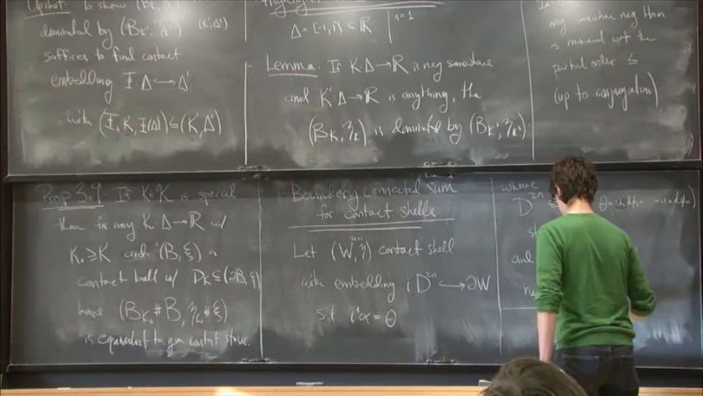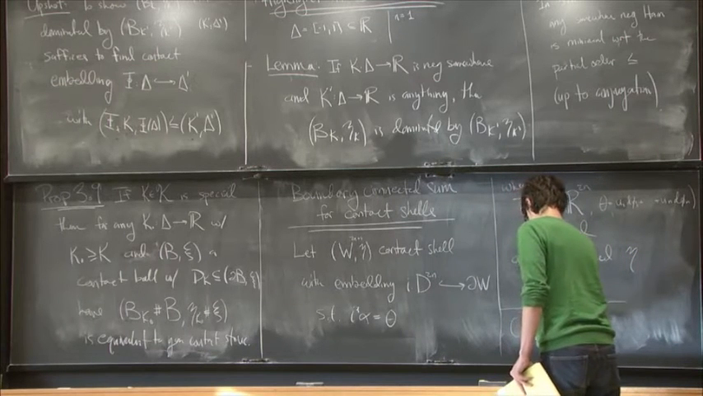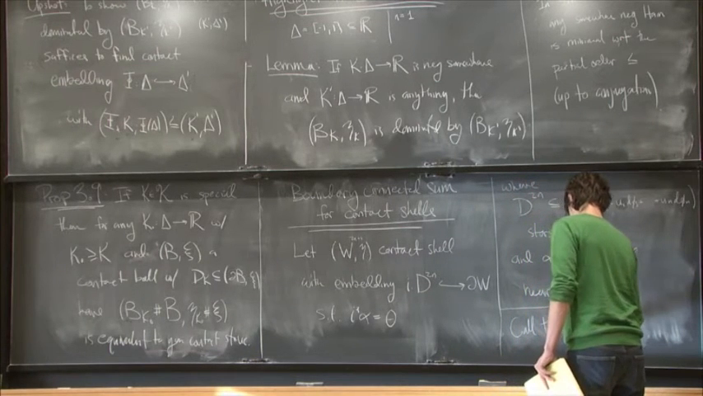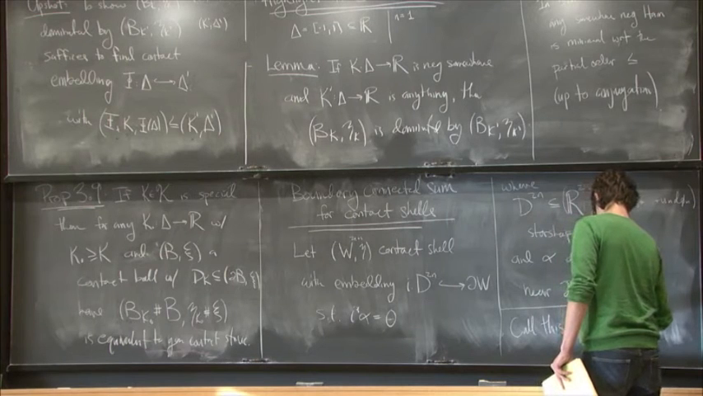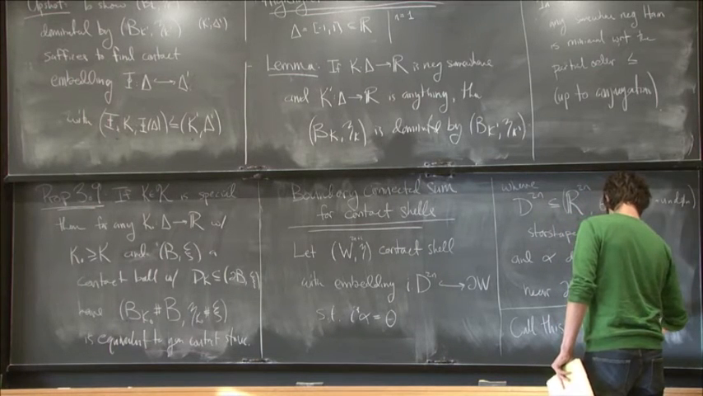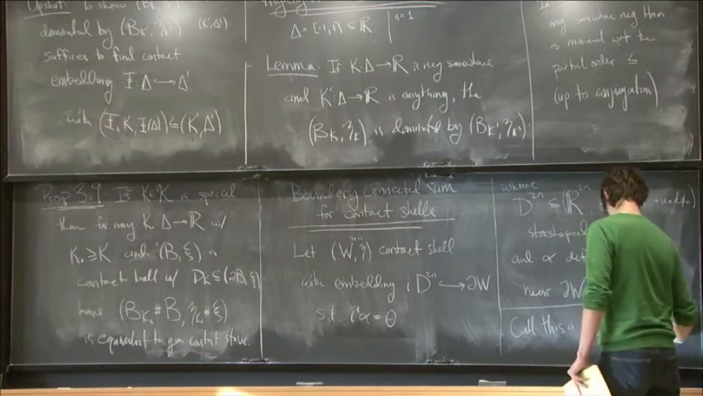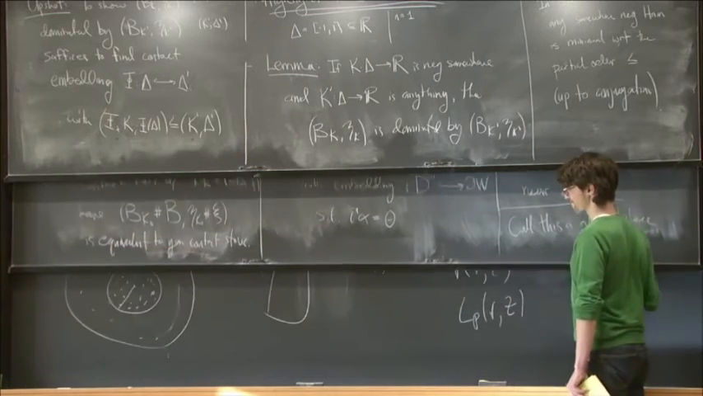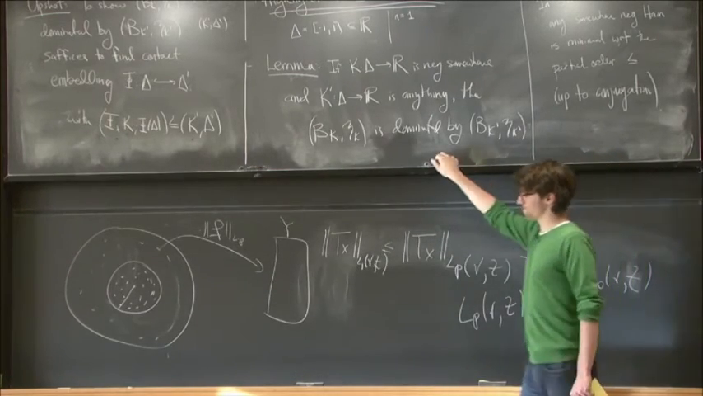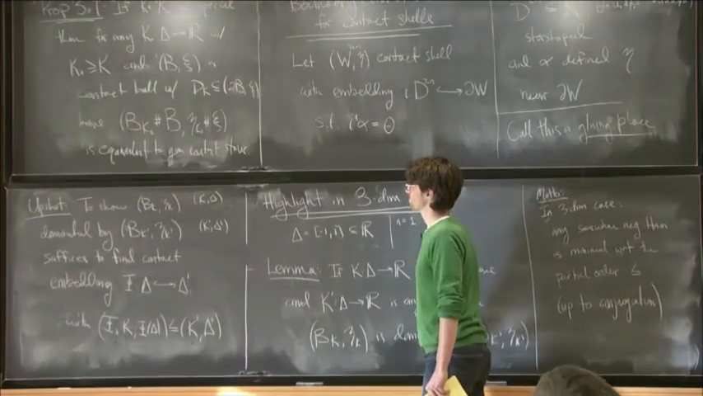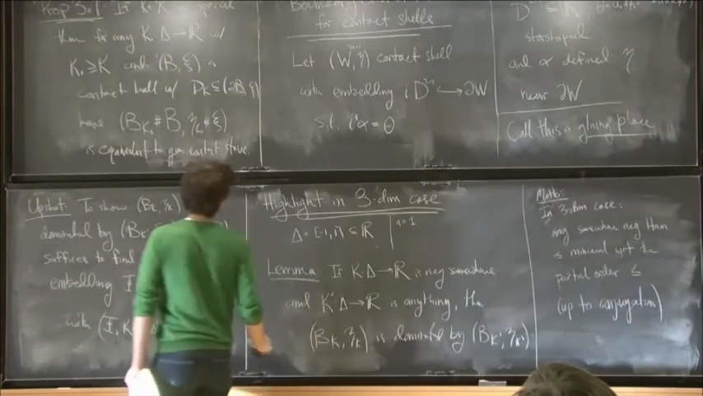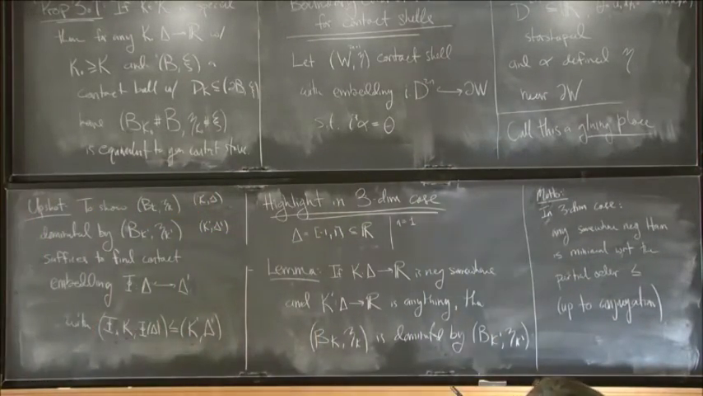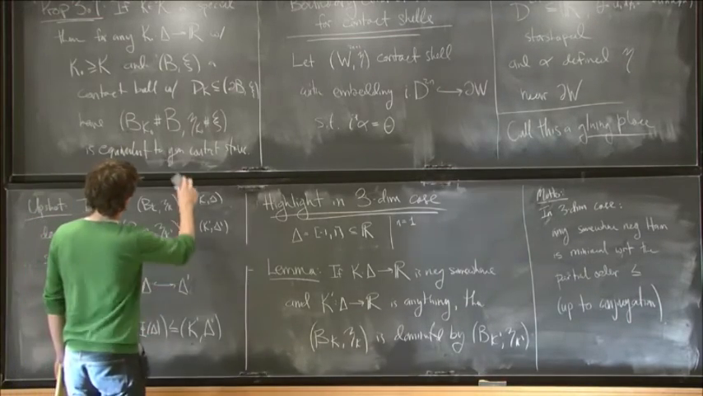So one of these, call this a boolean place. So given two of, a genuine contact structure.